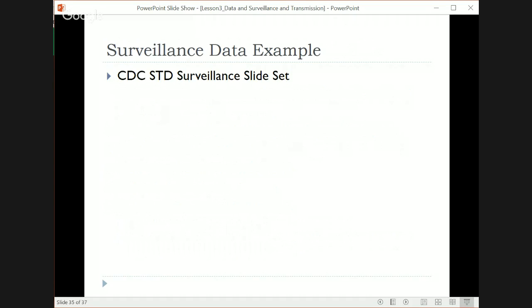Okay, so I'm going to pause here. Actually, I'm going to stop here and then start another recording, and we'll briefly review the CDC STD surveillance slide set, and I'll give you your class assignment for today.